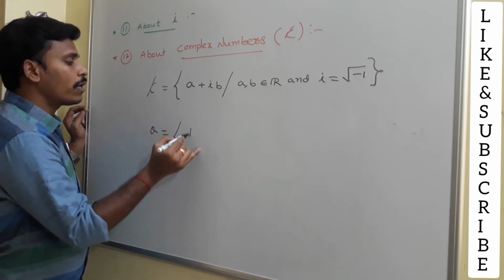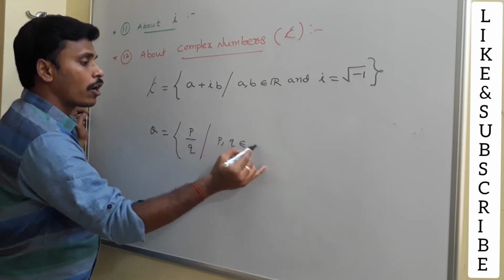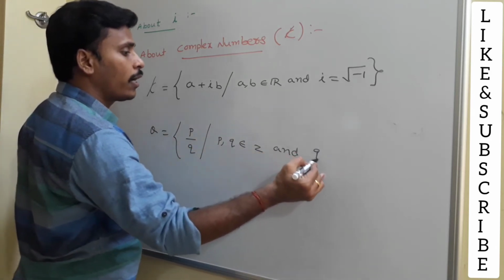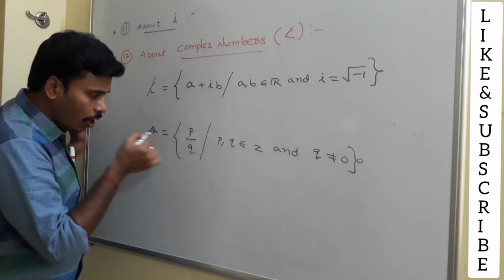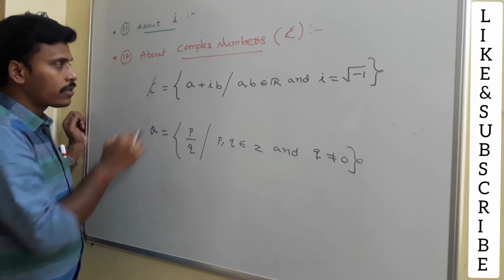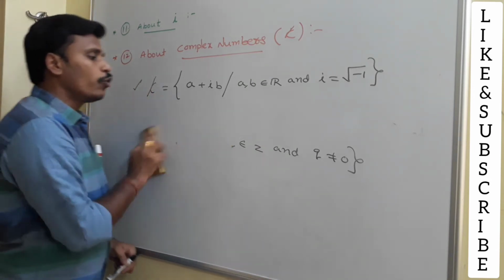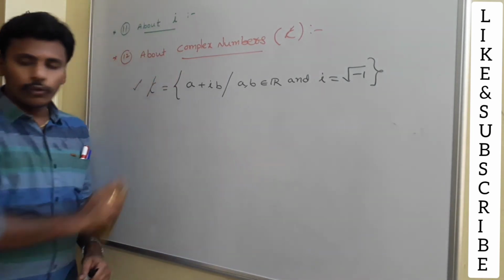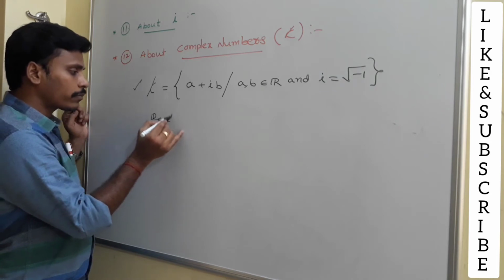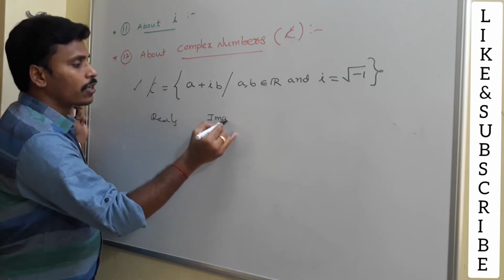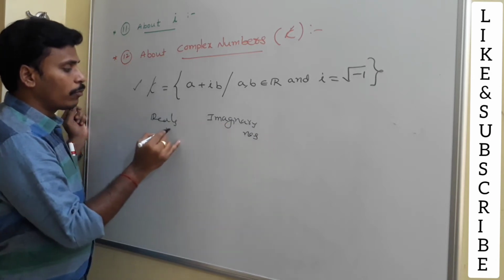So the rational numbers are usually of the format p by q such that p, q belong to the integers and q not equal to 0. Think a while about this rational system. All these numbers are rationals, but here all these numbers are complex numbers. You need to take two real numbers and combine them. What I have are real numbers and imaginary numbers also. We learnt about real numbers and about imaginary numbers.